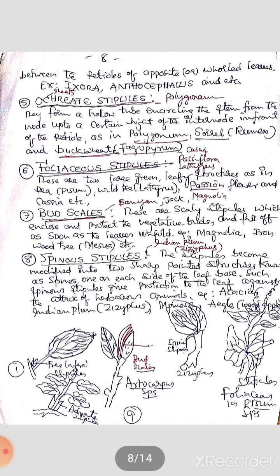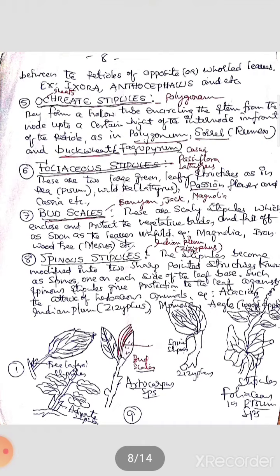Fifth one, ocreate stipules, commonly seen in Polygonum plants, Rumex or sorrel, and buckwheat. They form a hollow tube encircling the stem from the node up to a certain height of the internode in front of the petiole, as in Polygonum, sorrel, etc. You can also see the diagram here.